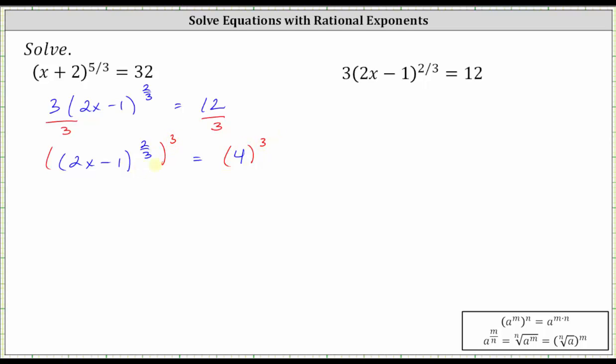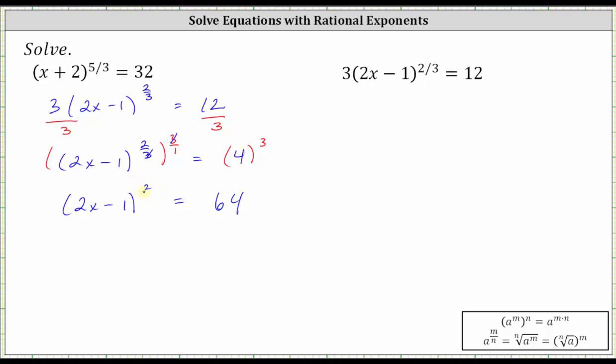Because we have powers raised to powers on the left side, we multiply the exponents. When multiplying 2/3 and 3, notice how the 3's simplify to 1, leaving us with the quantity 2x minus 1 raised to the second power. On the right side, we have 4 cubed, which is equal to 64. The next step is to undo the squaring by taking the square root of both sides of the equation.